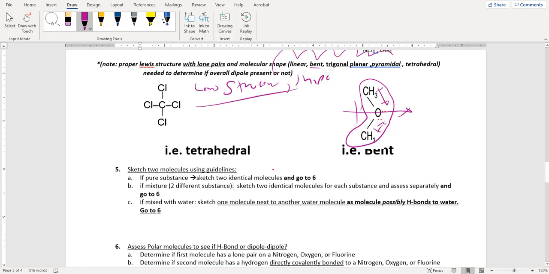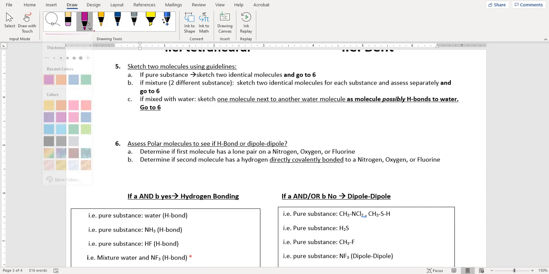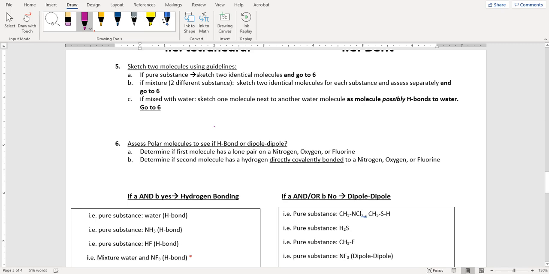Now, if our target molecule we're looking at has been classified with an overall dipole, and it's a pure substance, you're going to sketch 2 molecules. So let's go through the steps on this, even though I actually already did, but I'll do it again. And then you need to go to step 6 and assess whether it's hydrogen bonding or dipole-dipole.